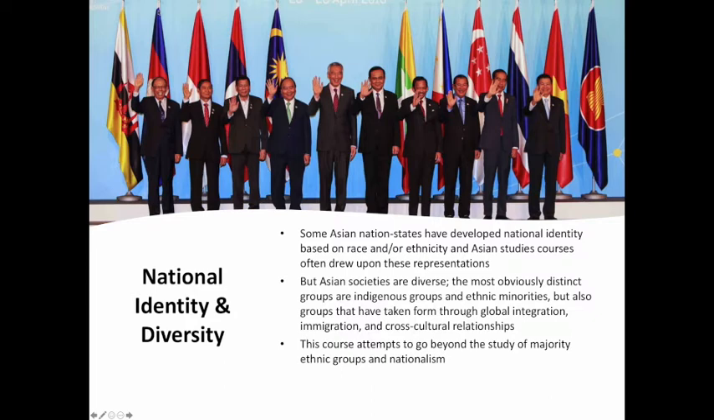We may be talking about ethnic minorities in the countries in question. But we also have groups that have taken form through global integration, through things like immigration, through cross-cultural relationships between peoples as well. Asian societies are diverse. And so this course is going to try to go beyond just looking at the culture of the majority ethnic groups of these countries. We're going to try to go beyond some of the representations of the majority ethnic groups and the culture which they identify with in local kinds of nationalisms, to really understand the human diversity of Asia. In some ways, the national identities can be obstacles to understanding the richer human diversity on the ground.